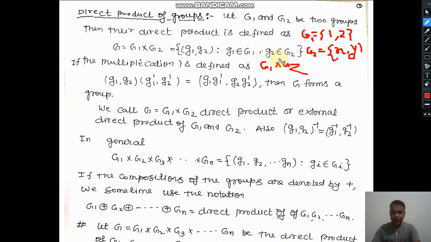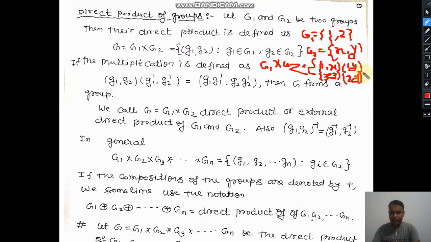If you are using the multiplicative operation, then you will use G1 cross G2 and the output will be equivalent to ordered pairs. First, 1 will be associated with X. It means in the first ordered pair we will write 1X. After that we will write 1Y. The 1 will be associated with Y, and after that 2 will be associated with X. So you will write 2X. This is 2 and this is X. So this is 2X, and after that you will write the last element, which is 2Y.